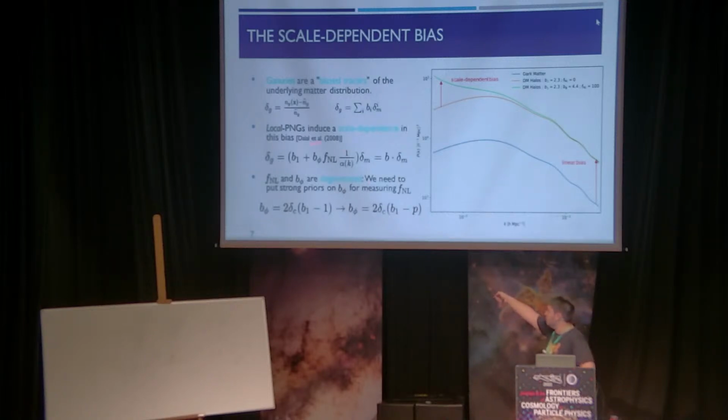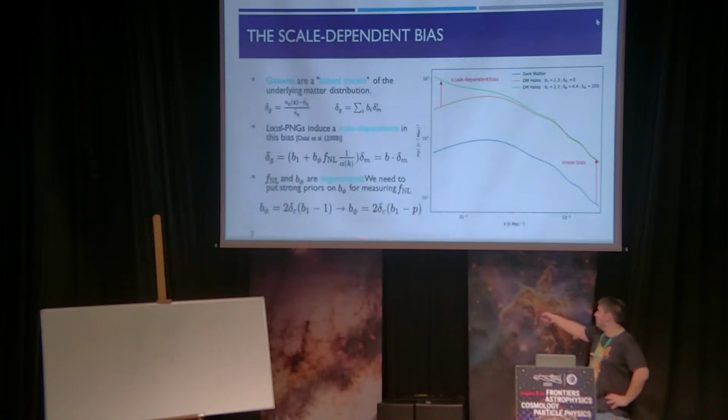However, as you might have noticed, these b_phi and f_NL parameters are fully degenerate. So if we want to measure this f_NL parameter, we need to know this b_phi, or at least have very strong priors. Assuming the peak-background split theory, you can derive this relation between b_phi and b_1, but it has been shown that this is not valid for some types of tracers.